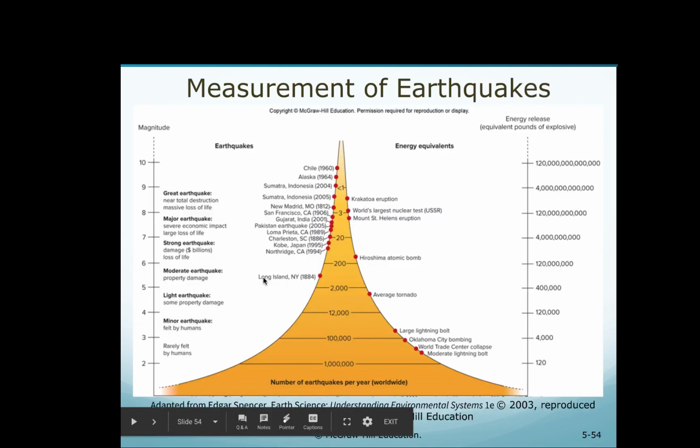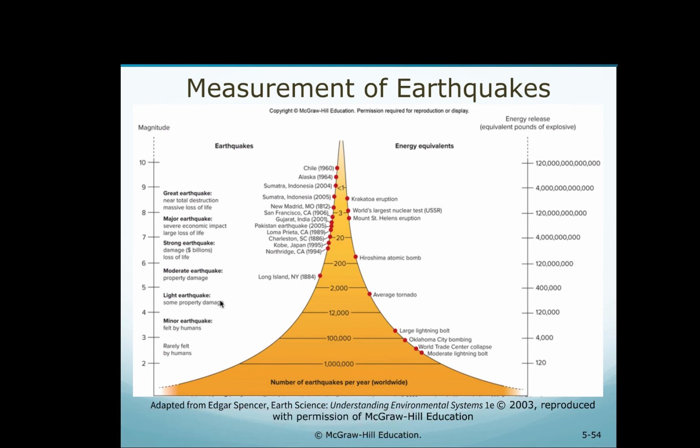Now this graph shows several different earthquakes. A great earthquake in Sumatra, Indonesia, and the Krakatau eruption, magnitude of about between 8 and 9, and over here, look how much energy has been released. These are pounds of explosives.